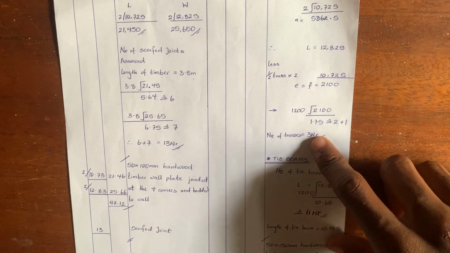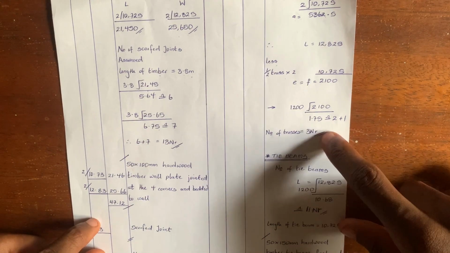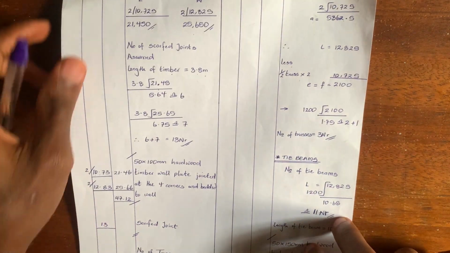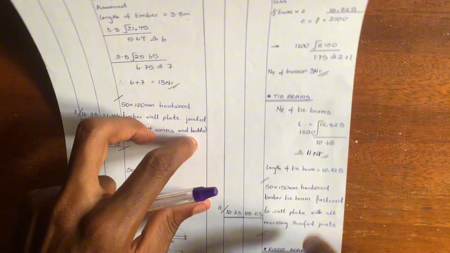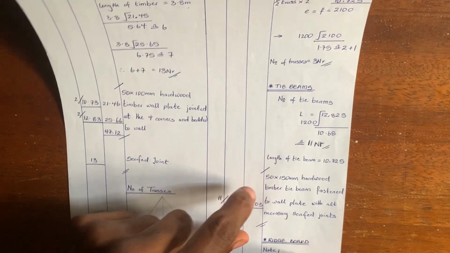Doing this, we've calculated the number of trusses as 3. So now the next thing we are going to be doing is to determine the length of our tie beams and the number of our tie beams.